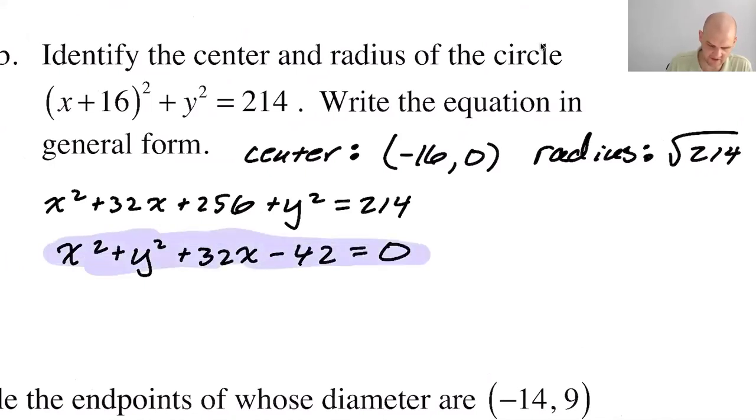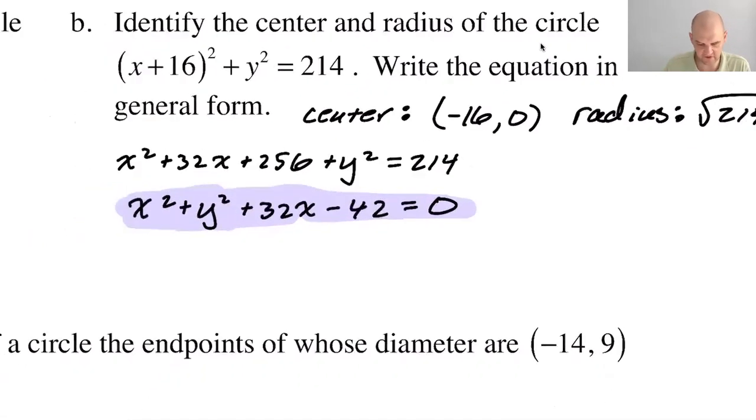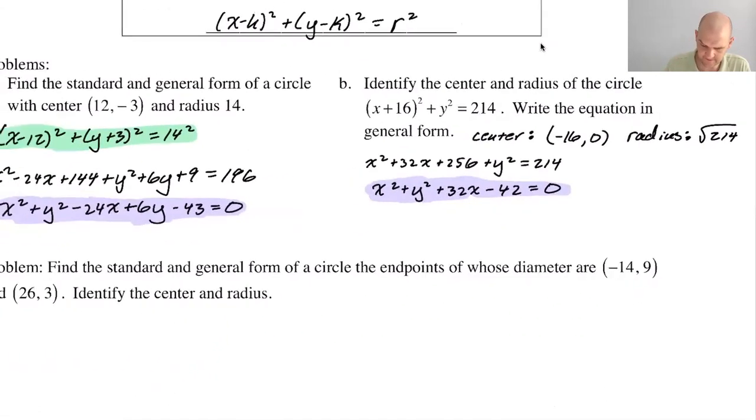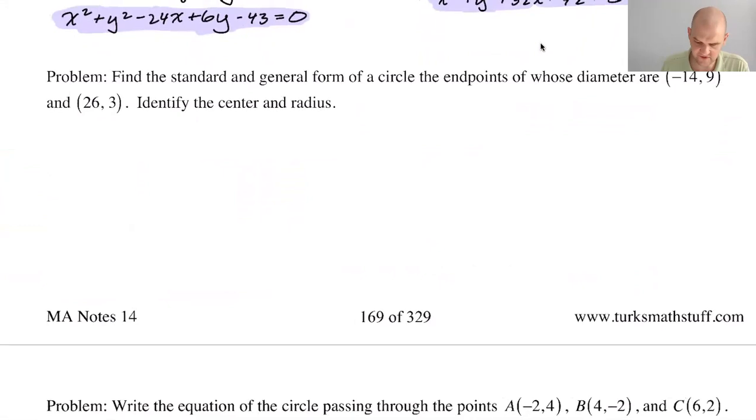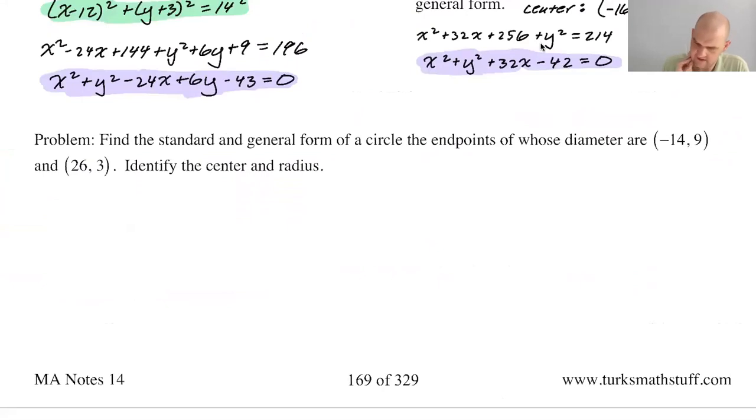I like to save the calculator stuff till the end in case there's someone who's such a pro at the calculator, they don't need to spend any time on that. Find the standard and general form. Why do we keep finding general form? Find the standard and general form of a circle, the endpoints of whose diameter are these two points, negative 14, 9 and 26, 3. I don't know, reading's hard.